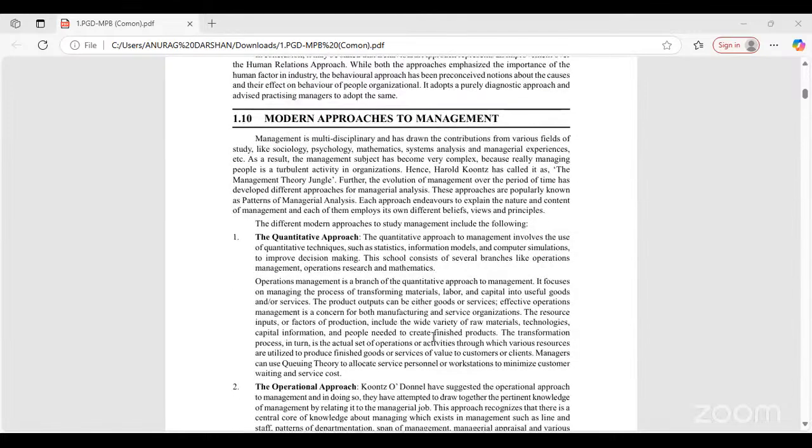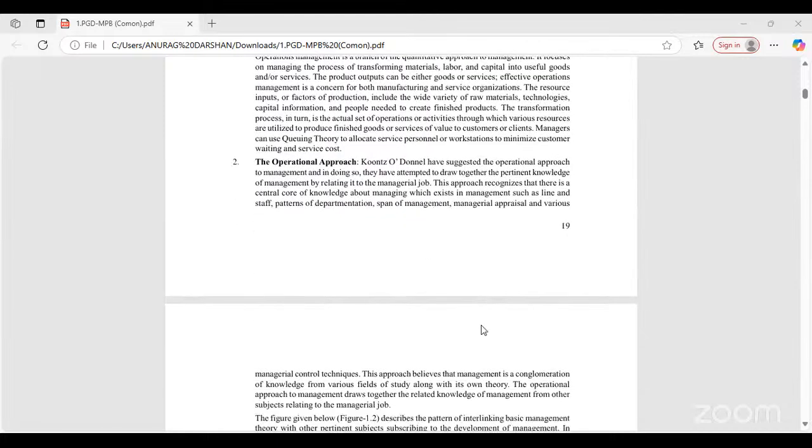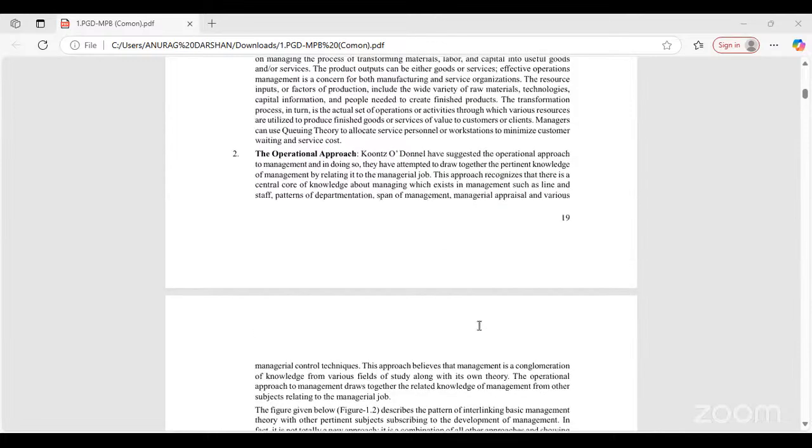And then we have the modern approaches to management. We have the quantitative approach. The quantitative approach to management involves the use of quantitative techniques such as statistics, information models, or computer simulations, which actually help in making the right kind of decisions. Or it can be the operational approach.